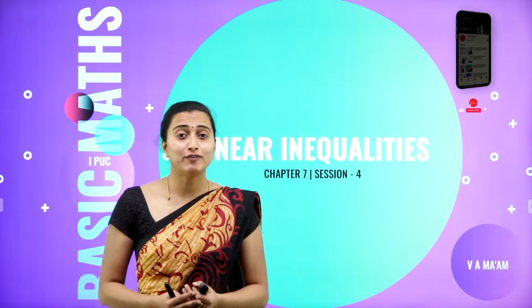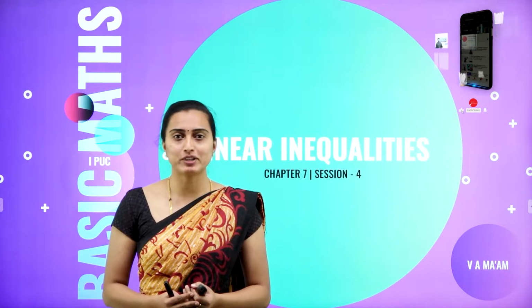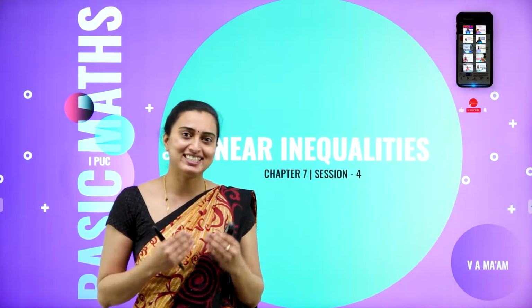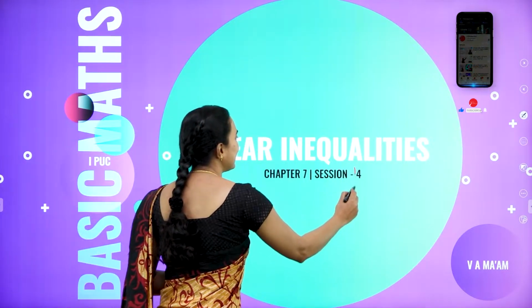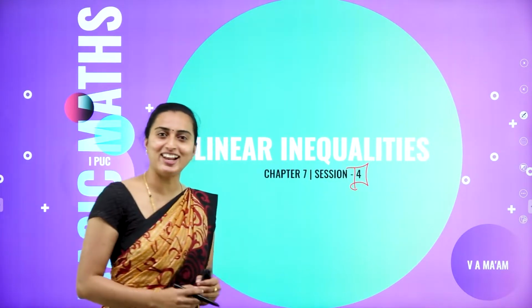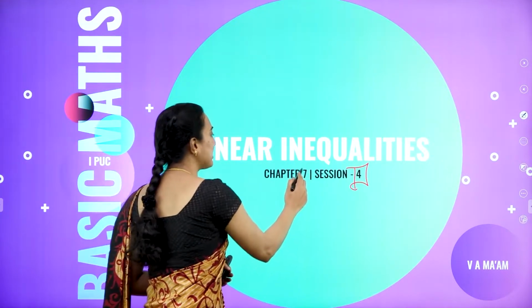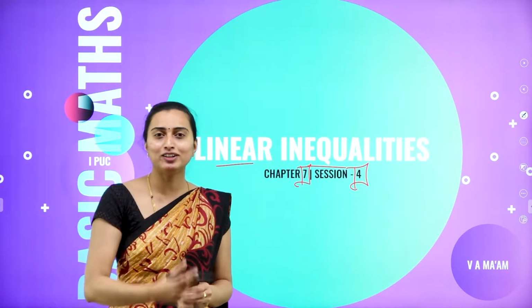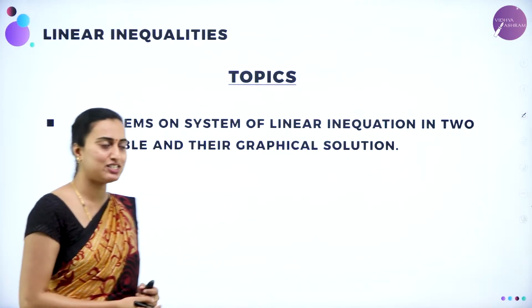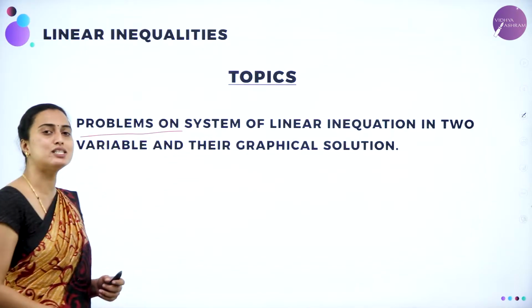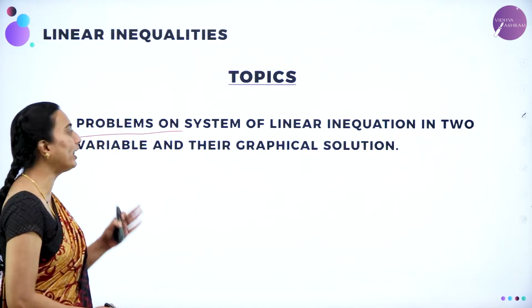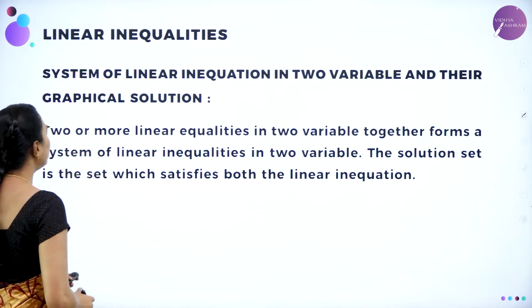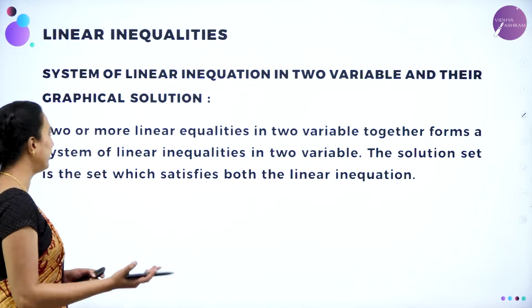So in the last session, we have learned many problems on graphical representation, also the sentence type of problems on the 3 marker. In today's session, which is session number 4 and your last session, dear students, of chapter number 7 called Linear Inequalities, what are all the topics under this session we are going to study? That is nothing but problems on system of linear inequalities in 2 variables and their graphical representation. So here we'll be moving on to a system of linear inequalities in graphical representation.